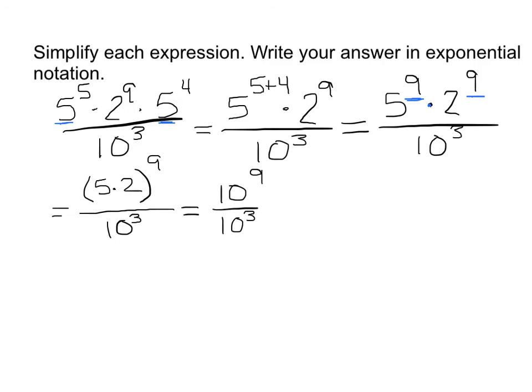I see these common bases again, so I'm going to be able to use the quotient of powers property. This tells me that if I have common bases that are being divided, I'm going to subtract my exponents. So I have 10 raised to the 9 minus 3, which gives me 10 to the 6th when I simplify it. And that's how I combined all of these different properties to simplify expressions.